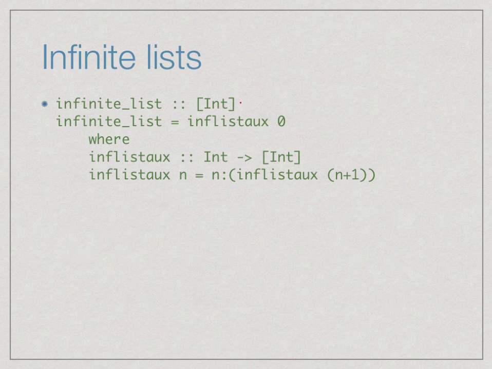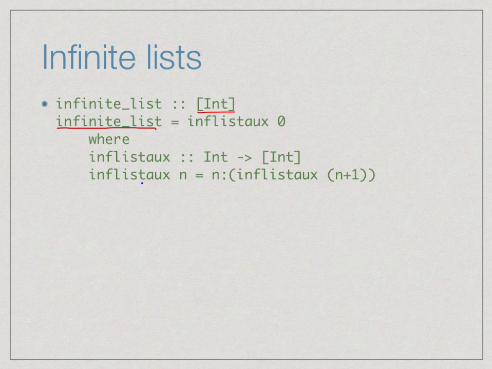So why is this useful other than curiosities like power? Well, let's look at this definition. Here is a definition which creates an infinite list. It says infinite list is of type list of Int, and how you get it is by calling an auxiliary function with an argument 0.